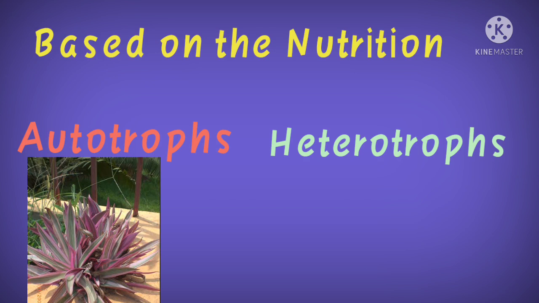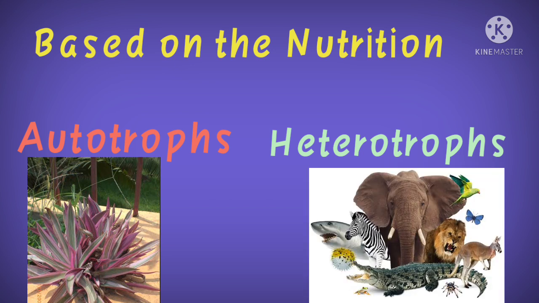Heterotrophs are dependent for their needs on other organisms like plants, animals, etc. For example, animals and human beings. So these do not prepare their food for themselves.